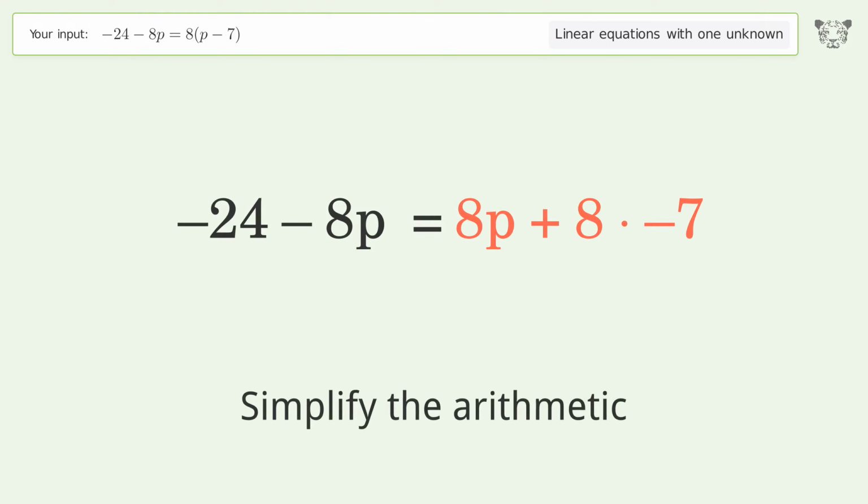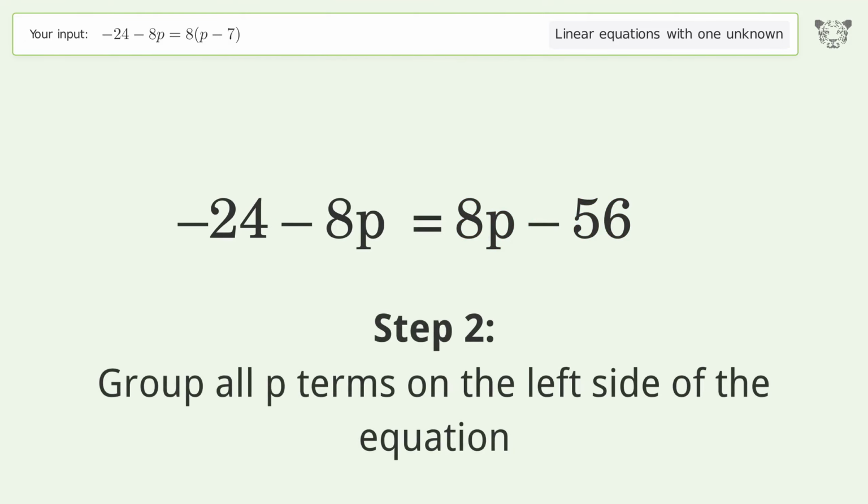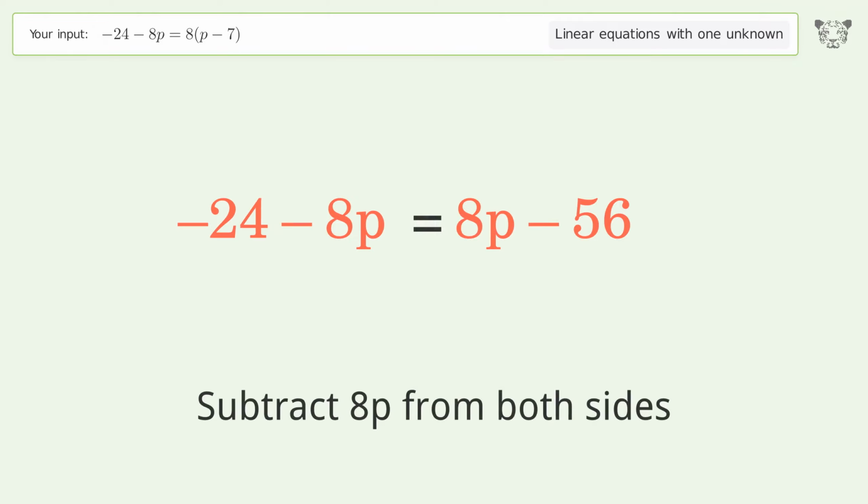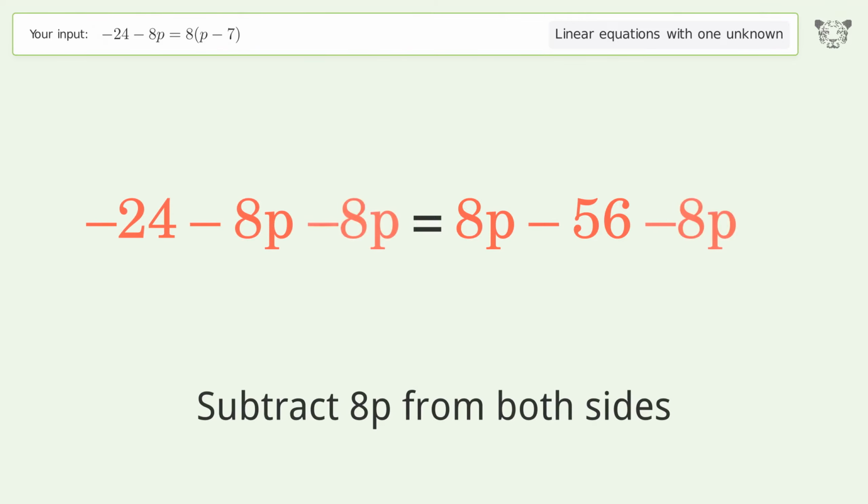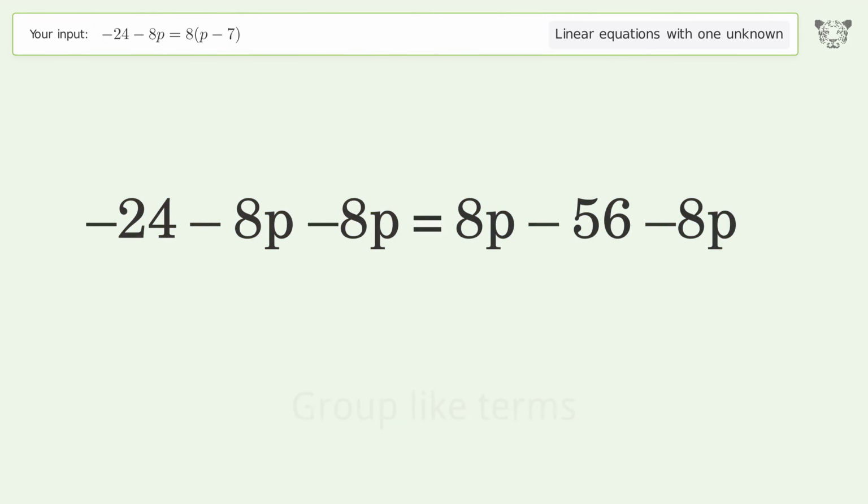Simplify the arithmetic. Group all p terms on the left side of the equation. Subtract 8p from both sides. Group like terms.